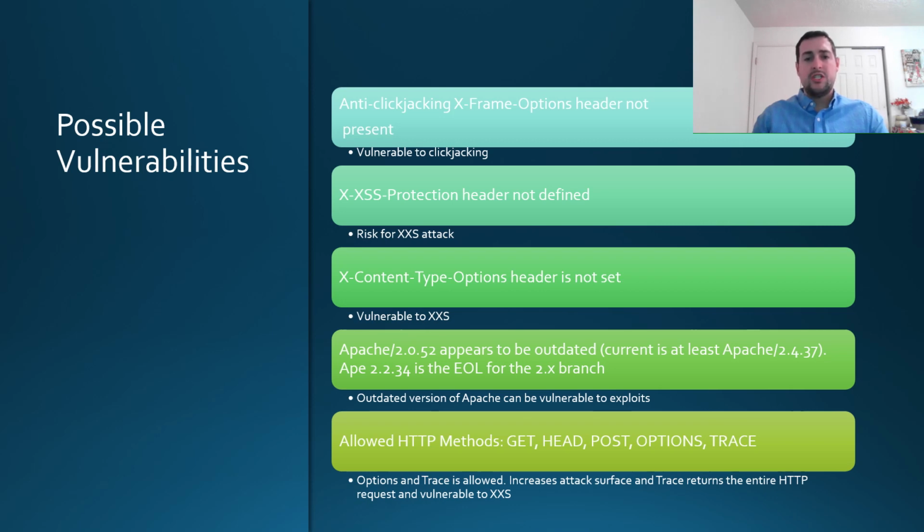And then our Apache version seems to be outdated, and we can exploit this just by Googling some exploits for this version. And then allowed HTTP methods, we have GET, HEAD, POST, OPTIONS, and TRACE. So OPTIONS and TRACE are allowed, and this can increase the attack surface as well. And TRACE enables the entire HTTP request, so this makes it vulnerable to cross-site scripting as well.